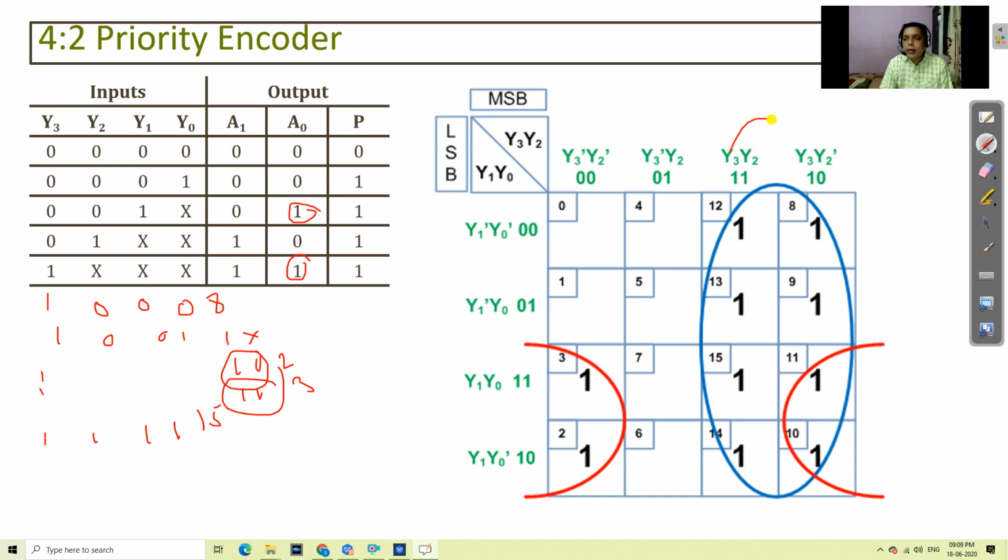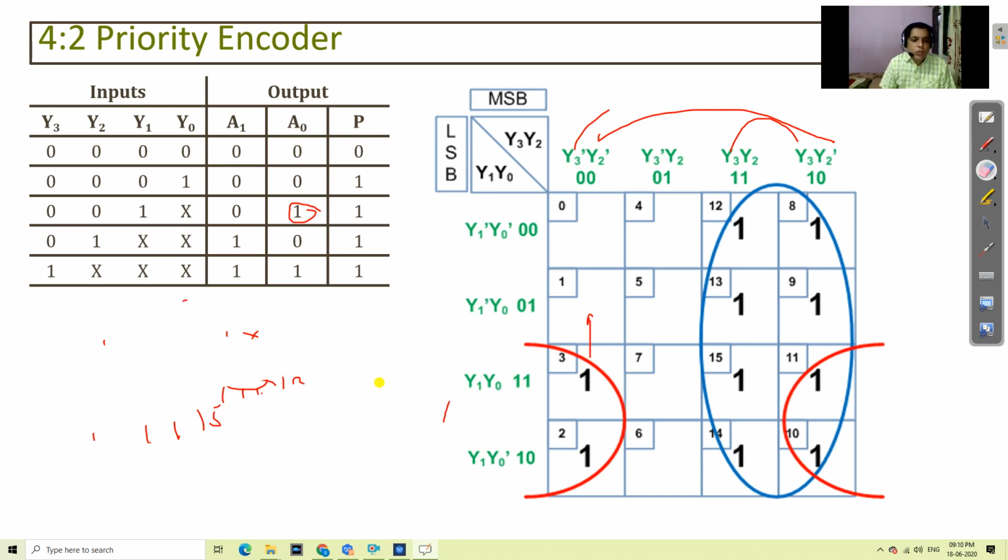For this group of 8, y3 is non-changing. We know that the K-map is like a rolling, so I can combine these two with these two. For the non-changing element on this side, y2 dash is the non-changing element, and on this side, the non-changing element is y1. So y2 dash y1, and one more input is y3. Let's see what will be the equation.